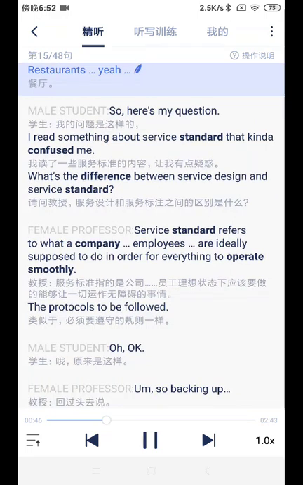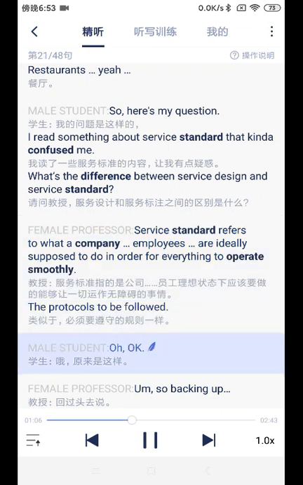Oh, that's right. I remember now. Restaurants, yeah. So, here's my question. I read something about service standard that kind of confused me. What's the difference between service design and service standard? Service standard refers to what a company, employees, are ideally supposed to do in order for everything to operate smoothly, the protocols to be followed.